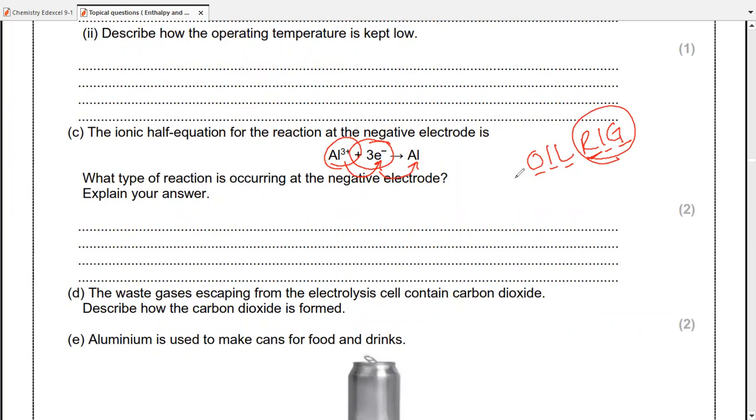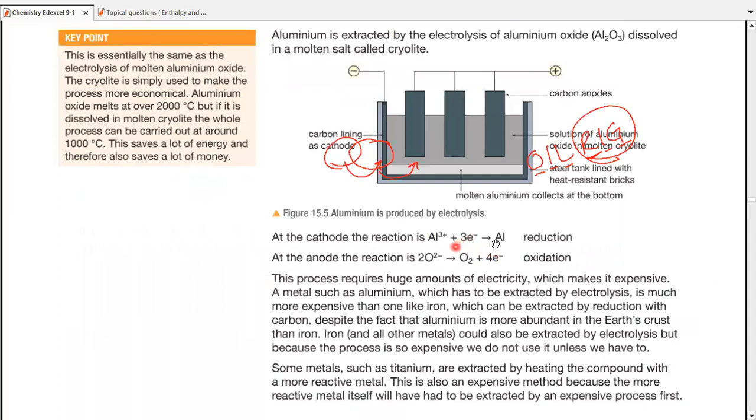All right? It's pretty easy. Okay, let me take you back to the book. The above reaction is reduction because we are adding electrons to it. The lower reaction is oxidation because we're taking electrons out of it. So loss of electrons, oxidation; gain of electrons, reduction. Or another way to remember it: adding electrons to the left of the equation, reduction; adding electrons to the right of the equation, oxidation.